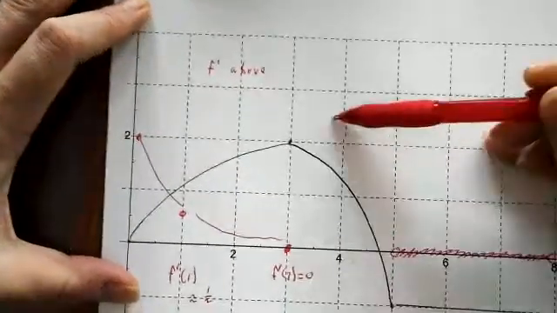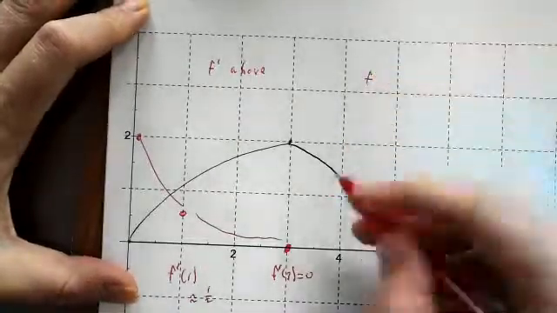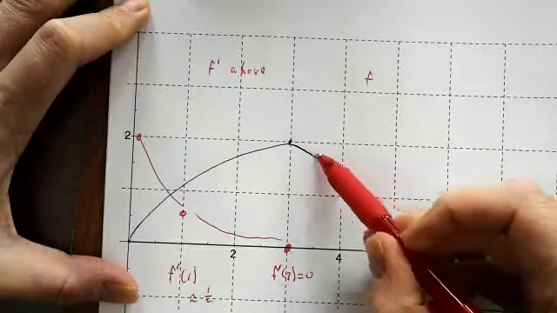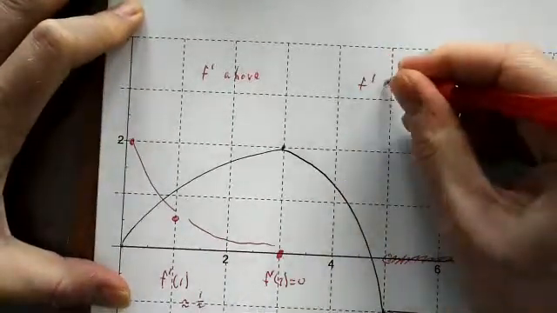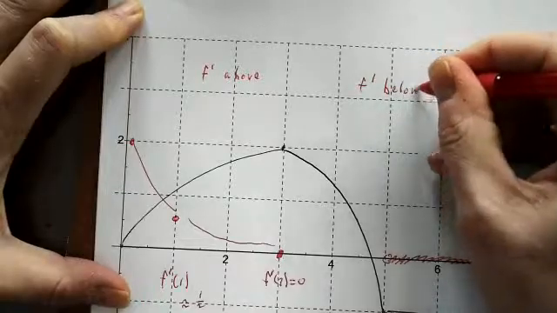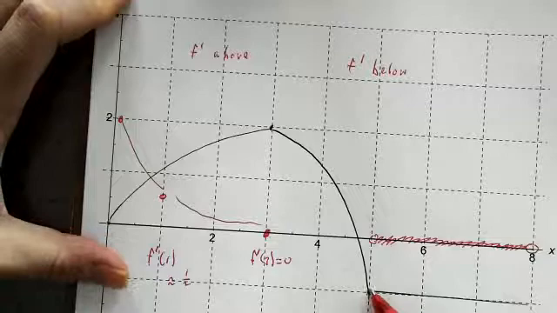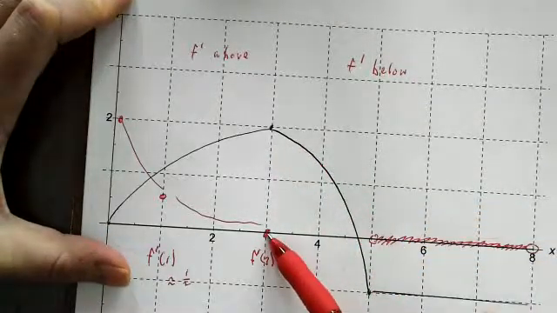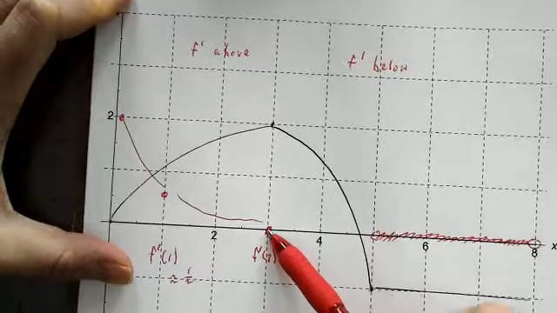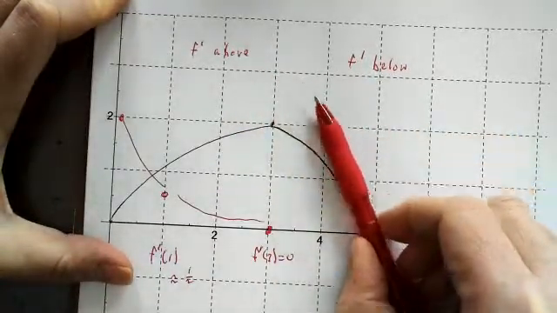Let's do this portion over here finally. We know that f is decreasing. The slope of f at each point here is negative. That means f prime is going to be below the axis. We also know the derivative is equal to 0 there, and we know that the slope of f is negative and becoming more negative.